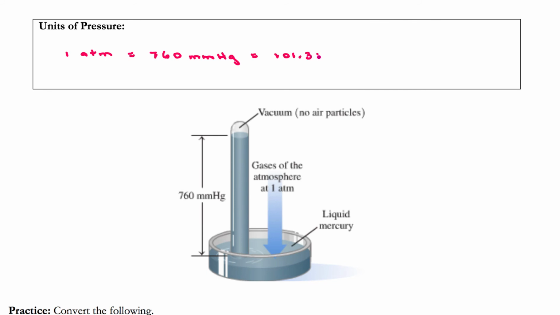Kilopascals. Okay? I can say 1 atmosphere is 760 millimeters of mercury. I can say 1 atmosphere is 101.3 kilopascals. All of these are equal to each other.